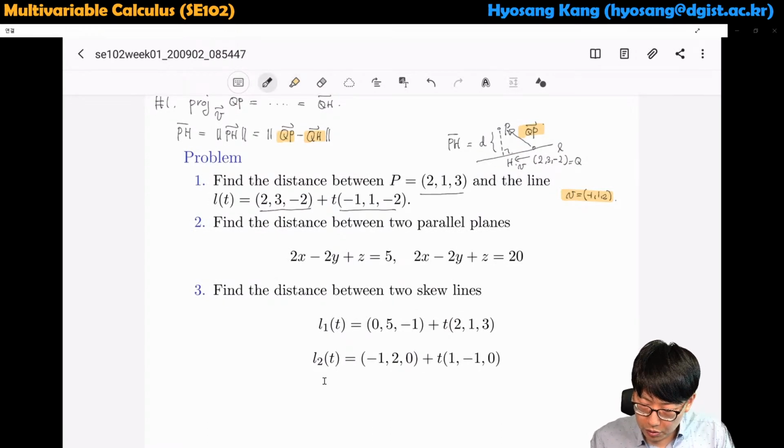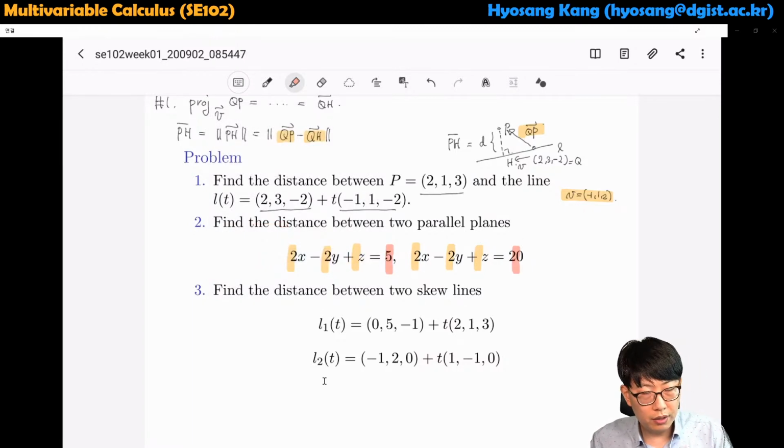How about the second one? Find the distance between two parallel planes. So how do we know that these are parallel? You see the coefficients of x, y, z here: 2, minus 2, and 1. So these are the normal directions of the planes, and these normal directions are the same. But here we have different constants, 5 and 20. So they are not the same plane, but parallel.